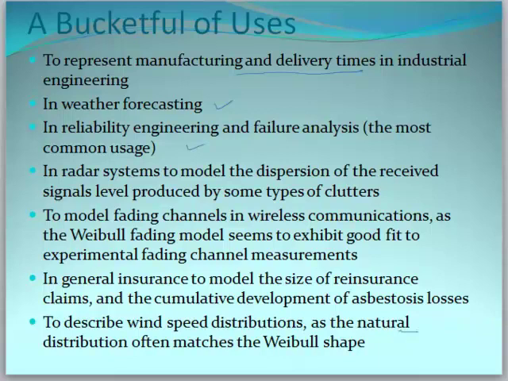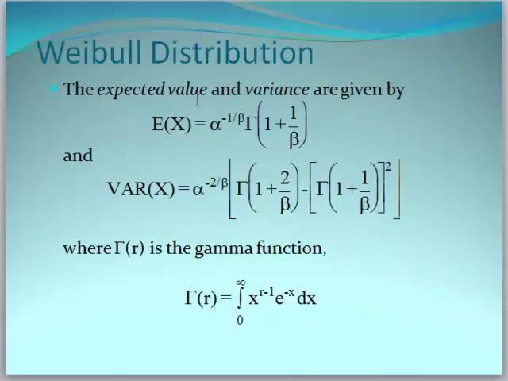The distribution, the expected value, and variance are given by these nasty looking formulas, but again they're actually more like plug and chug, particularly if you remember that this gamma of r is actually just (r minus 1) factorial. That's all that is.